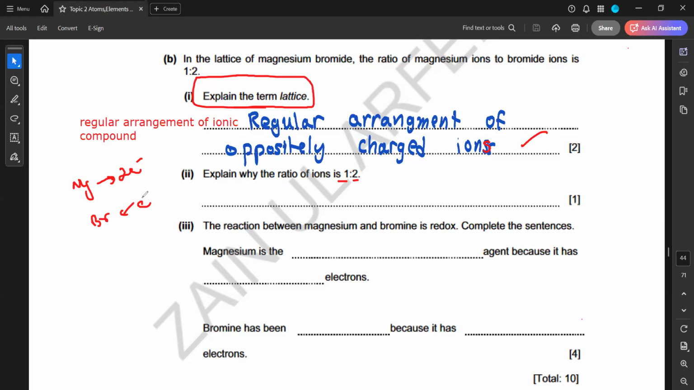But it's for 1 mark, so we are not supposed to give a detailed explanation here. We will just mention that magnesium loses 2 electrons and bromine gains 1 electron. That's why the ratio is 1:2. If it was sodium chloride, the sodium loses 1 and the chlorine gains 1, so in that case the ratio will be 1:1.